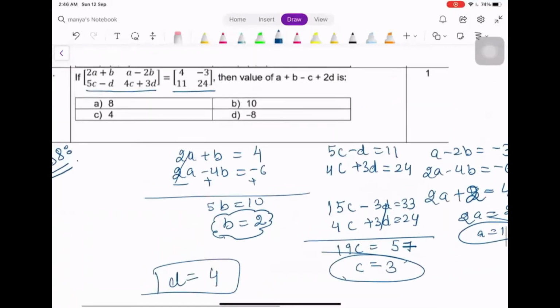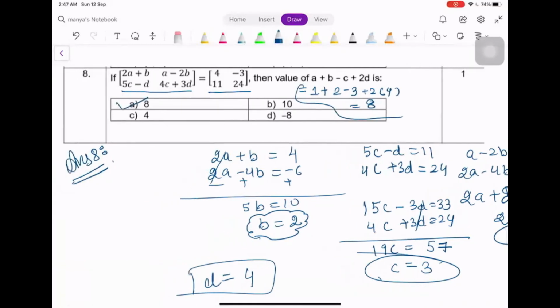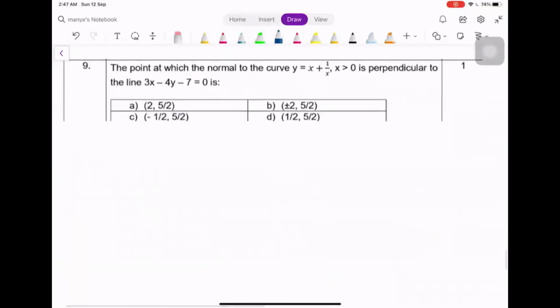So we need to find the value of A plus B minus C plus 2D. The value of A we are having is 1. The value of B we have solved is 2. Value of C is 3, plus 2 into D, the value we have is 4. So the answer would come out to be 8. The option A is correct. This was also a very direct question, but a bit lengthy. No problem. Let's move to the ninth question.